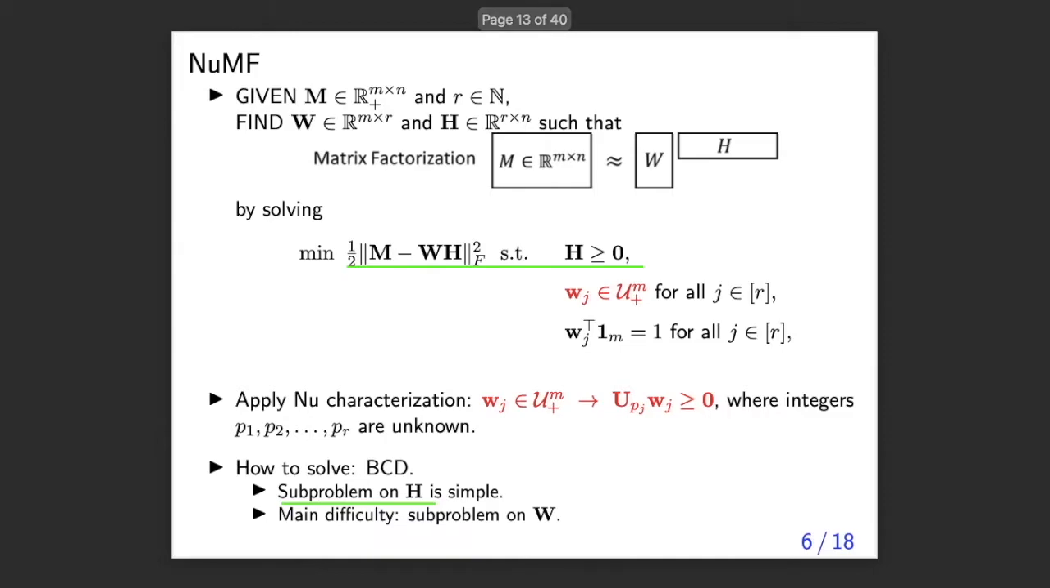So how to solve it? Block coordinate descent. Fix one of the variables, solve the subproblem, then fix the other variable, solve the subproblem, and repeat. The subproblem on H is very simple. If you look carefully here, this is the subproblem on H, which is basically just a non-negative least squares. So it's relatively simple to solve. The main difficulty of NUMF is in solving W. Since we have constraints on the columns of W, we cannot solve this problem matrix-wise. We have to solve it column-wise.